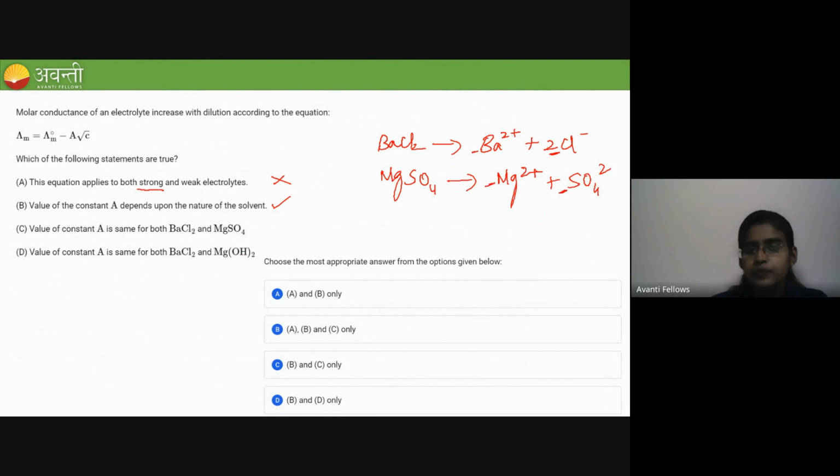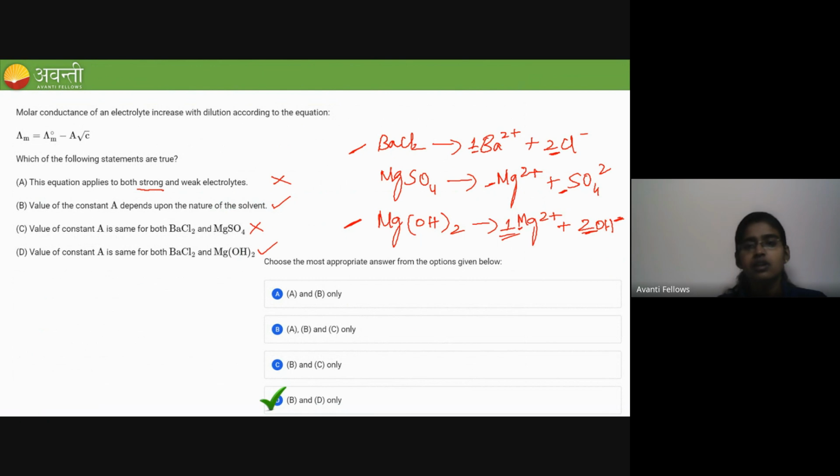It cannot be the same. Whereas for magnesium hydroxide, the separation will be like magnesium 2 plus and 2 OH minus, right? So here we are having 2 plus 1, and there we are also having 2 plus 1. So it is the same for barium chloride and magnesium hydroxide, as the values come out to be 1, 2 and 1, 2. So the value of the constant will be the same for barium chloride and magnesium hydroxide and not for magnesium sulfate. So the statement is incorrect and the statement is correct. So the correct answer is option D, in which B and D are correct.